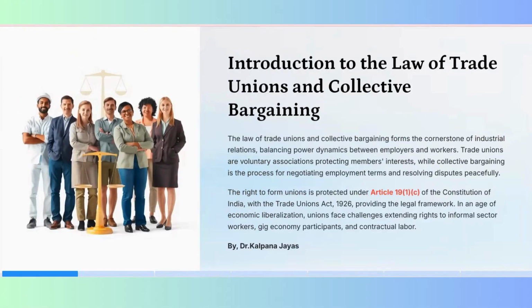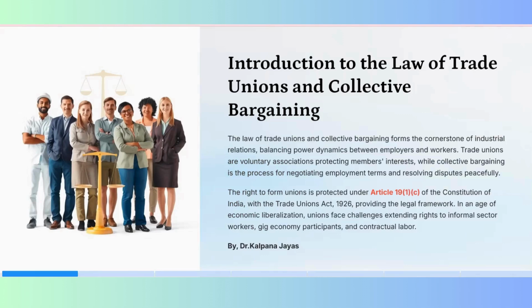In this lecture, we will try to understand the law of trade unions and collective bargaining. The law of trade unions and collective bargaining forms the cornerstone of industrial relations, balancing power dynamics between employers and workers. Trade unions are voluntary associations protecting members' interests, while collective bargaining is the process of negotiating employment terms and resolving disputes peacefully. The right to form unions is protected under Article 19(1)(c) of the Constitution of India, with the Trade Union Act 1926 providing a legal framework.